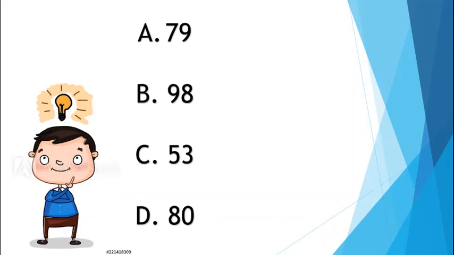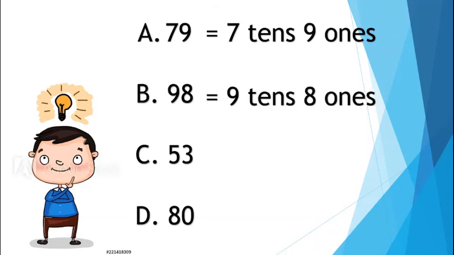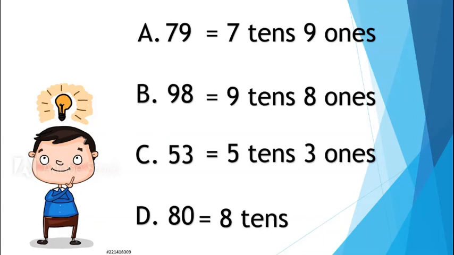Let's have letter A, 79. So what would be the tens and ones of our given number? Very good. That is 7 tens, 9 ones. Did you get the correct answer? Very good. How about letter B? We have 98. So in 98, we have 9 tens and 8 ones. How about letter C, 53? Very good. We have 5 tens, 3 ones. And the last one would be 80.